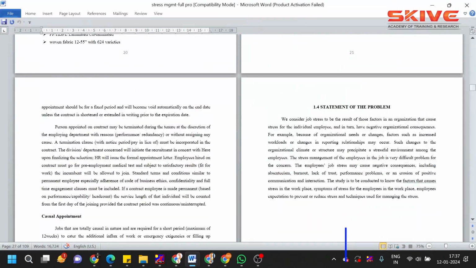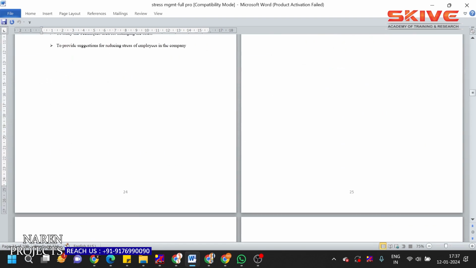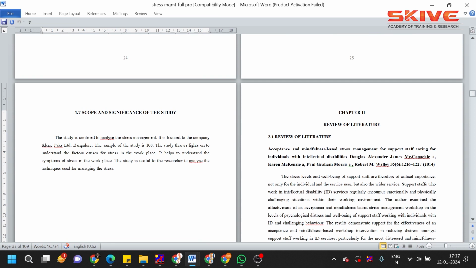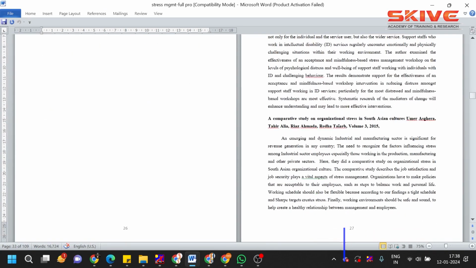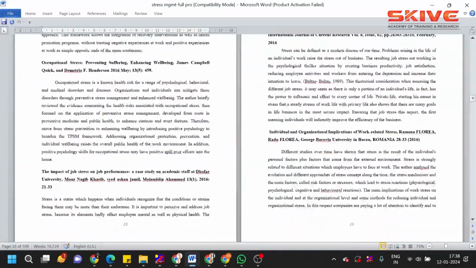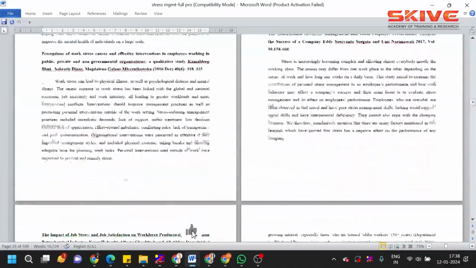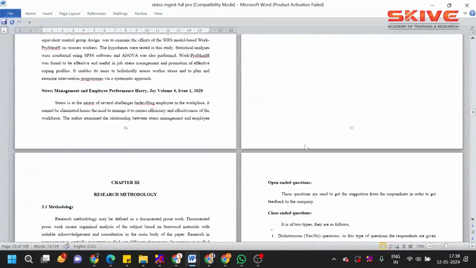In chapter 1.4 the statement of the problem was discussed, 1.5 objectives of the study, 1.6 need of the study, and 1.7 scope and significance of the study. Coming to chapter 2, the literature review: previous research studies were discussed and referred to before starting this project.